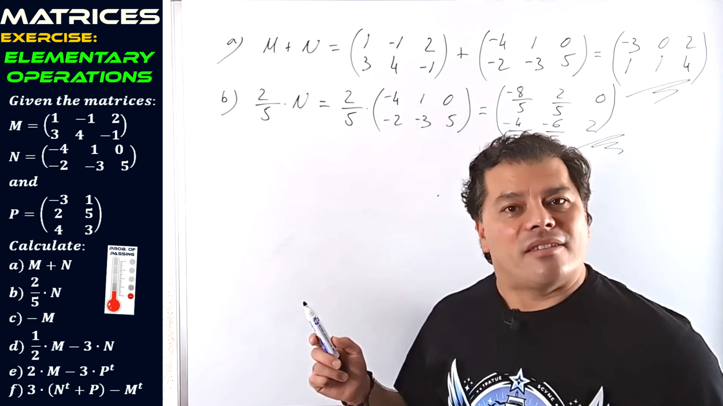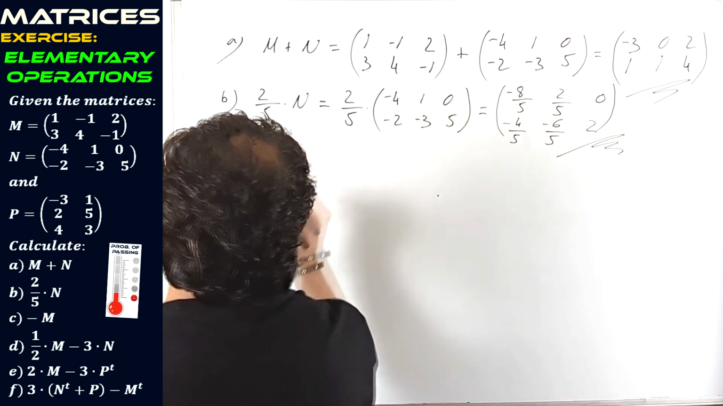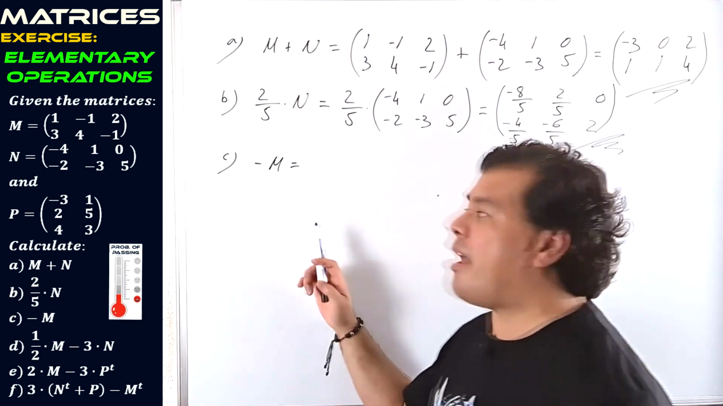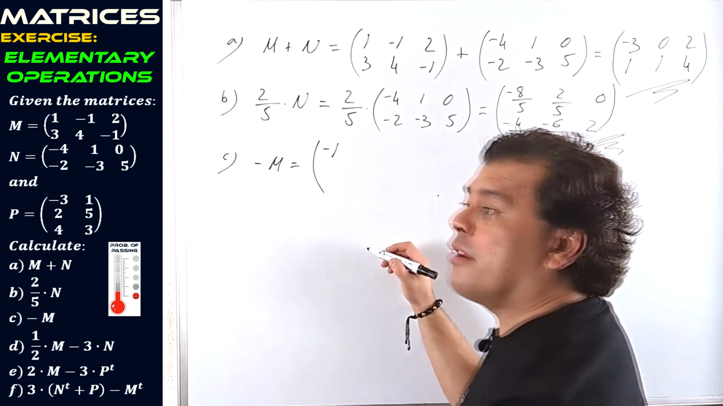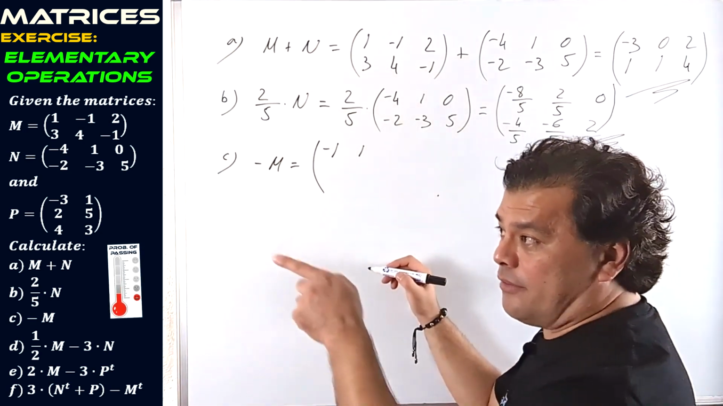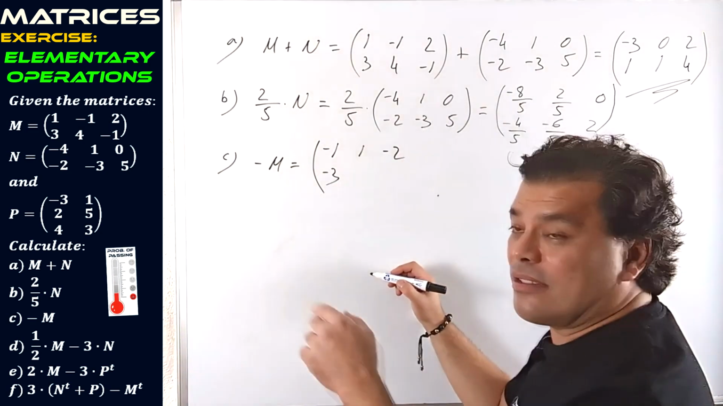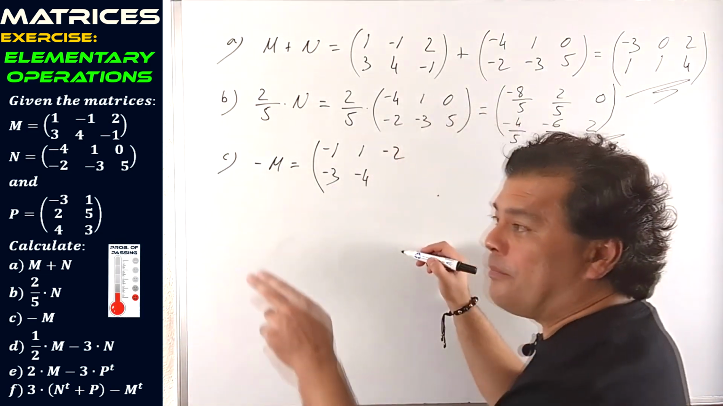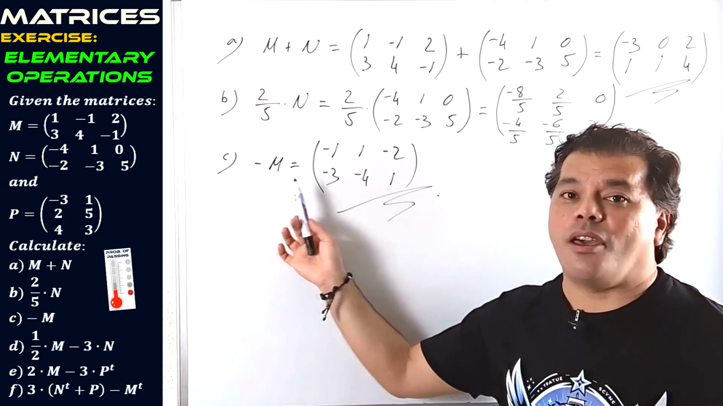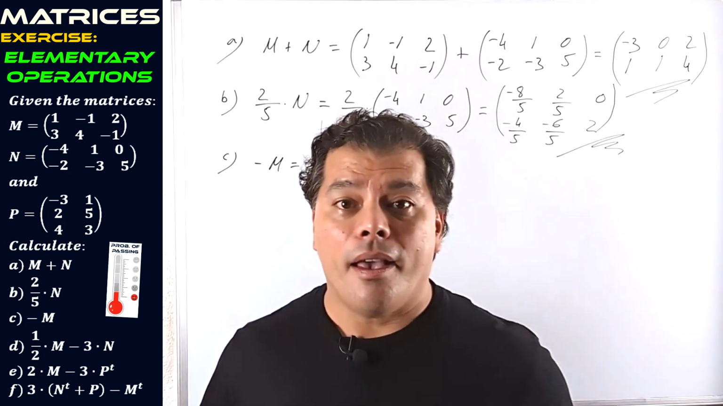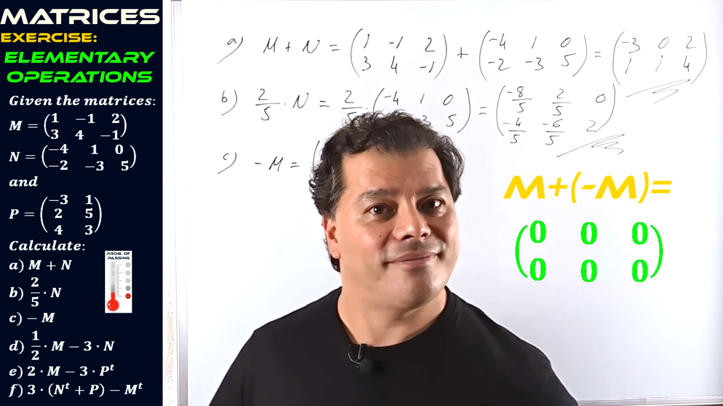The third section is very easy. We have to calculate -m, and it's as simple as changing the signs of every element inside m. Here you have it. Instead of 1, -1. Instead of -1, 1. Instead of 2, -2. Instead of 3, -3. Instead of 4, -4. And finally, instead of -1, 1. There you have -m, the opposite matrix of m. It is obvious that if you add m plus -m, you will have the null matrix.